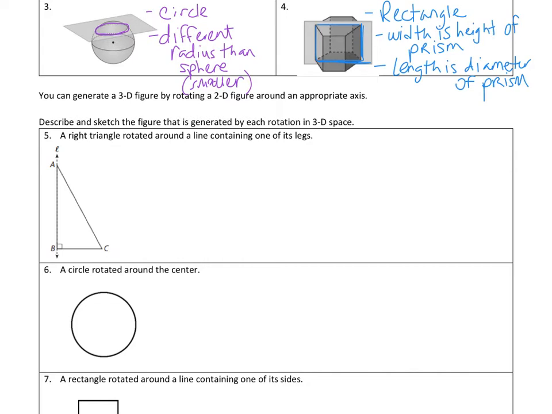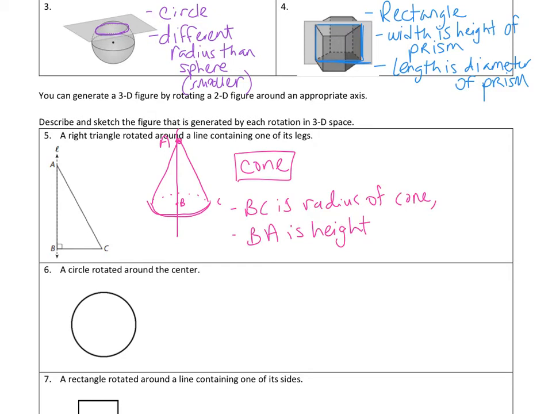So with this right triangle, if we rotate this around, this point A is still going to stay there, so this bottom part is going to create a circle around the bottom. And like I said, point A is still going to be up there at the top. So point A stays there, point C rotates all the way around, and point B is really the center of this circular motion. And that means that this creates a cone. That also means that BA is the height of the cone.